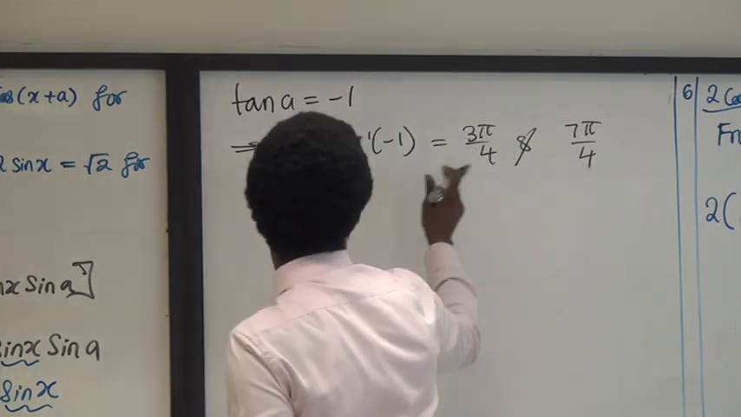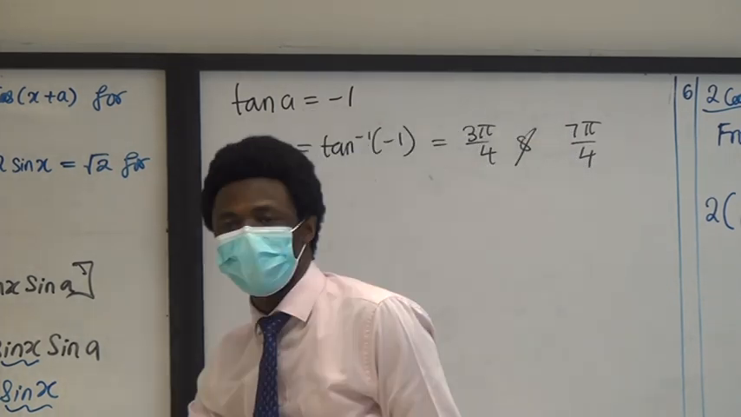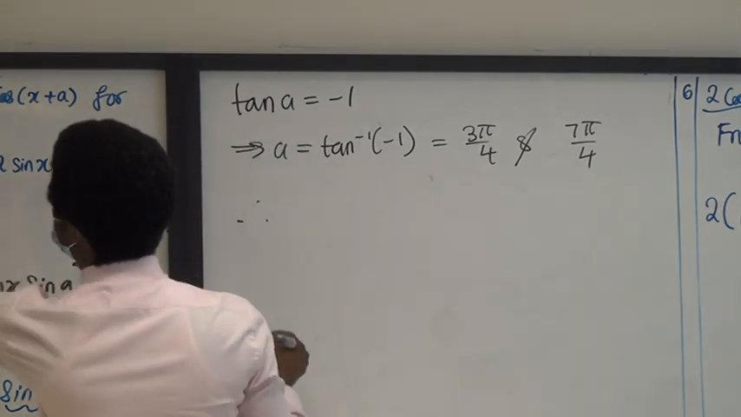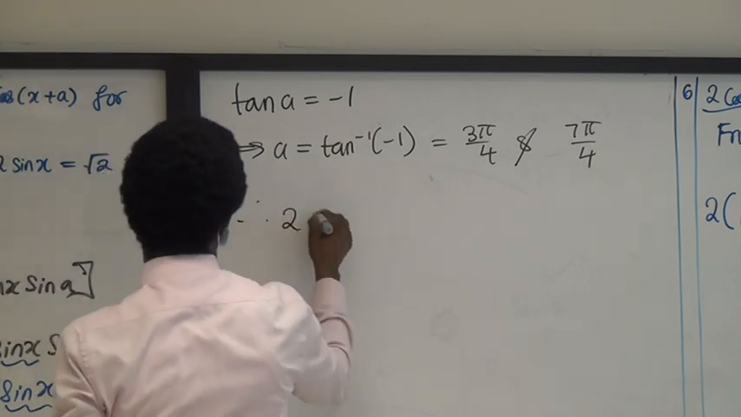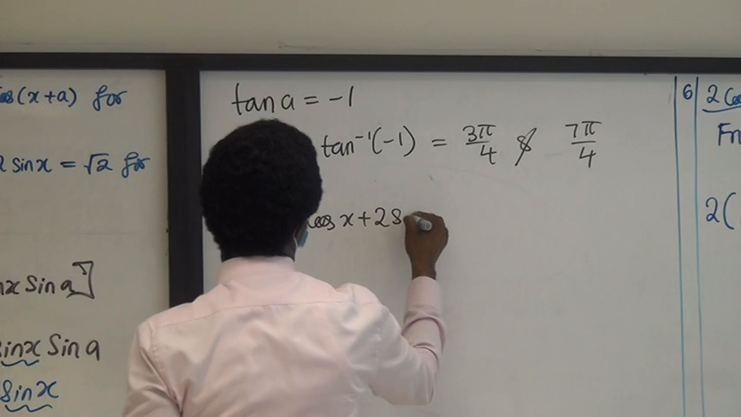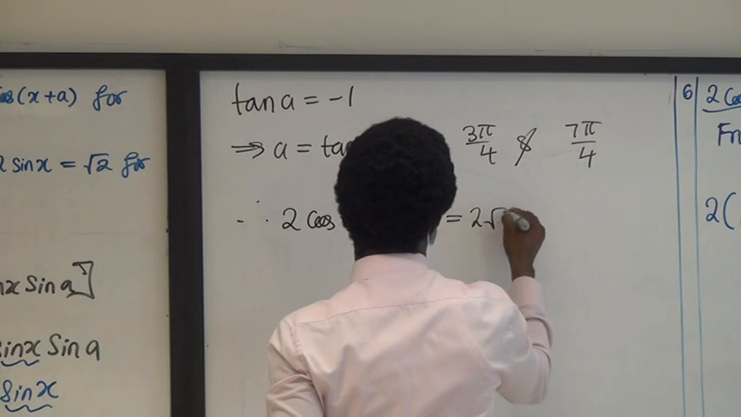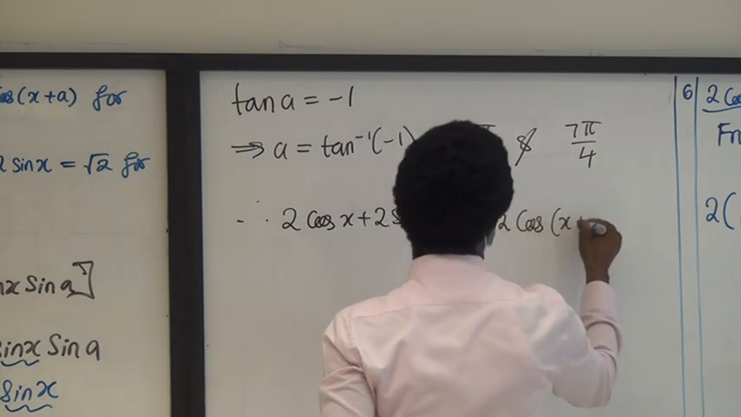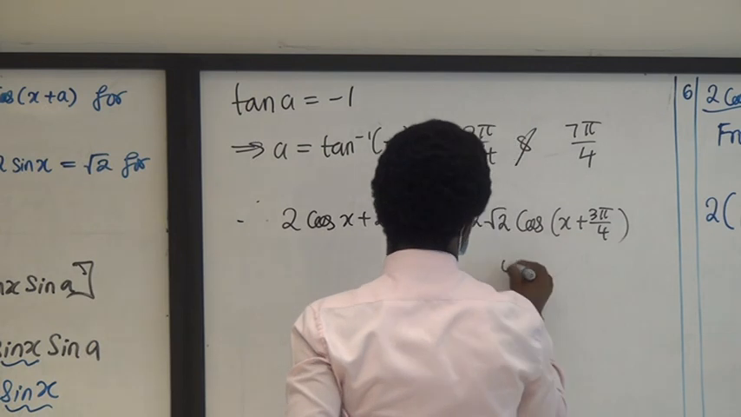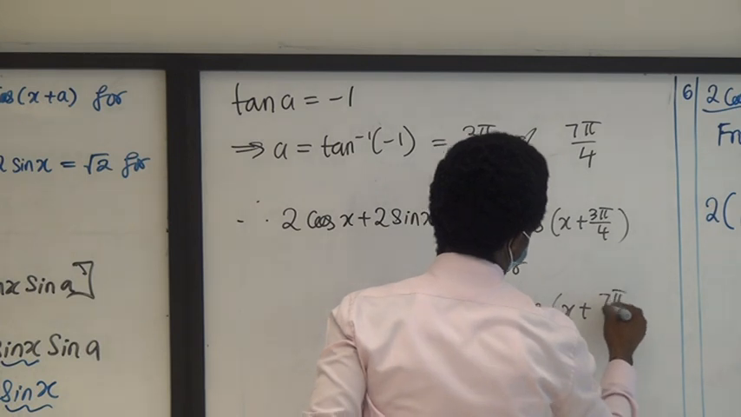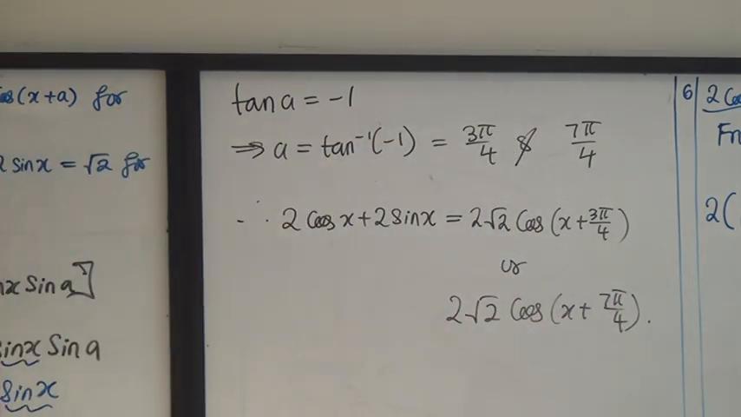Okay, I'm just going to put you through. So quickly, now that we have our A, and we have our k, what happens? You have to express this in this form, right? Therefore, 2 cos x plus 2 sin x is equal to 2 root 2 cos of x plus 3 pi over 4, or 2 root 2 cos of x plus 7 pi over 4. The idea is to compress it so that you don't have two trig ratios. Now we have just one trig ratio.